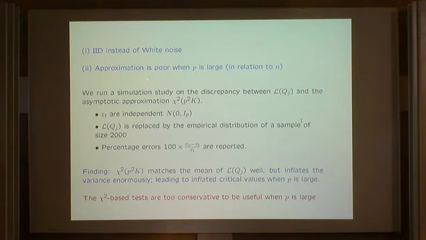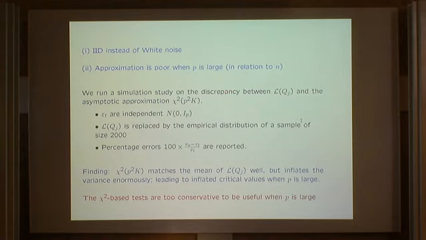Second, when p is large, when the dimension is large in relation to n, this chi-square approximation is poor. It's so poor that it makes all those tests powerless. Intuitively you think there's nothing fundamentally wrong with the test statistics, but when p is large, those tests really have no power. We ran a simulation to show you the problem.